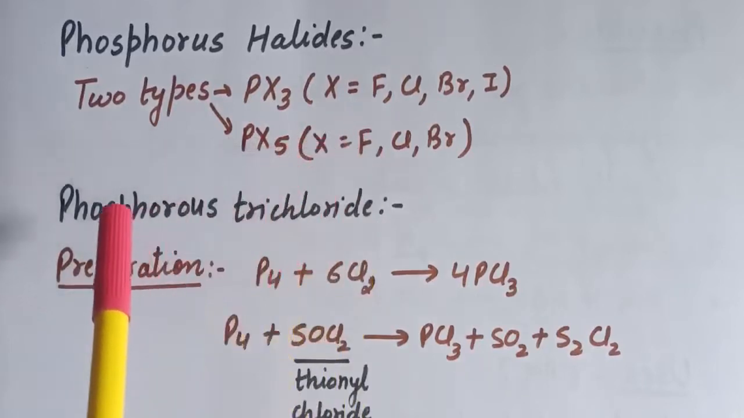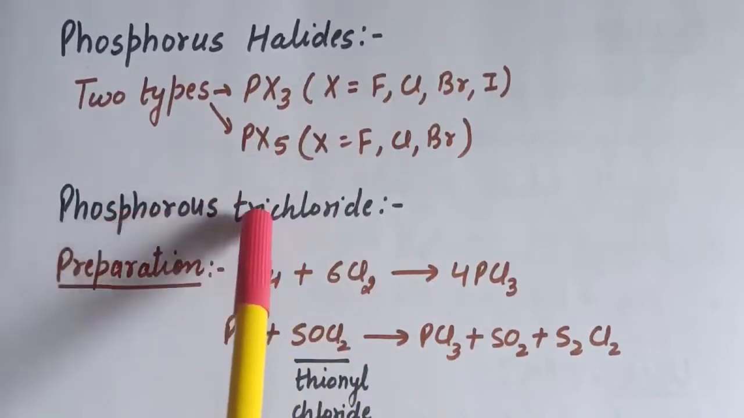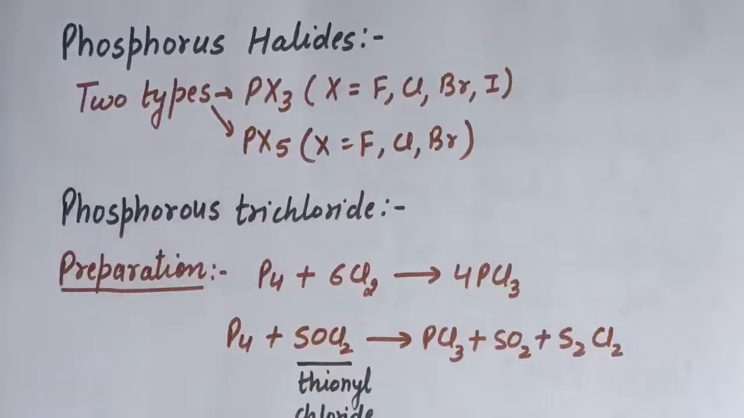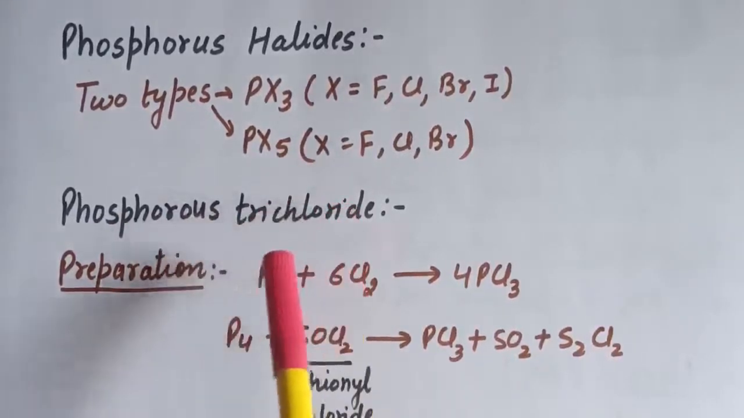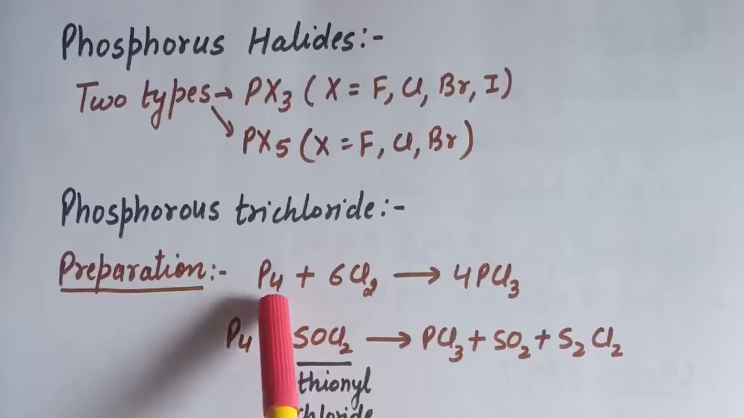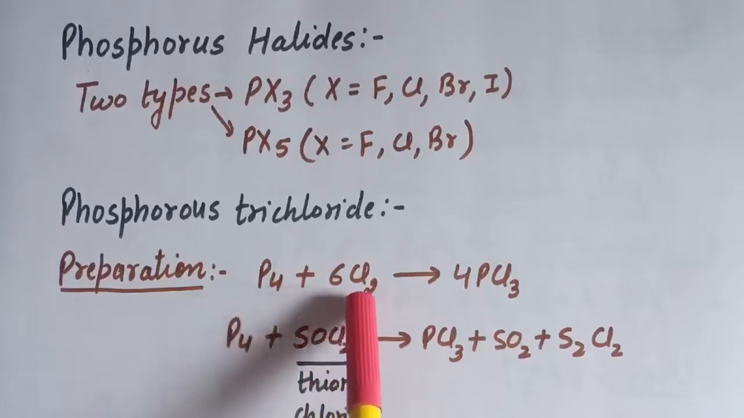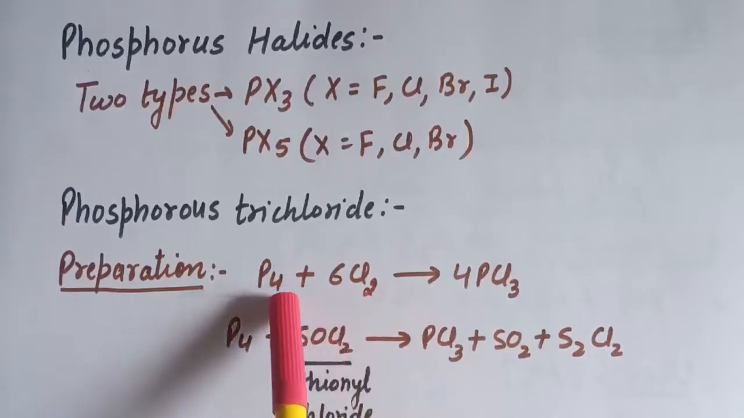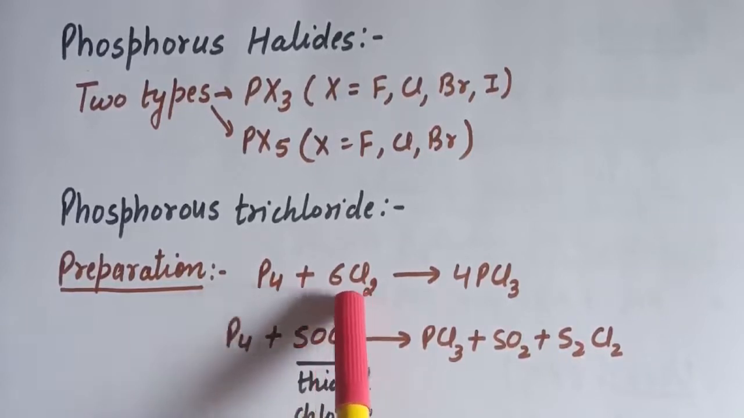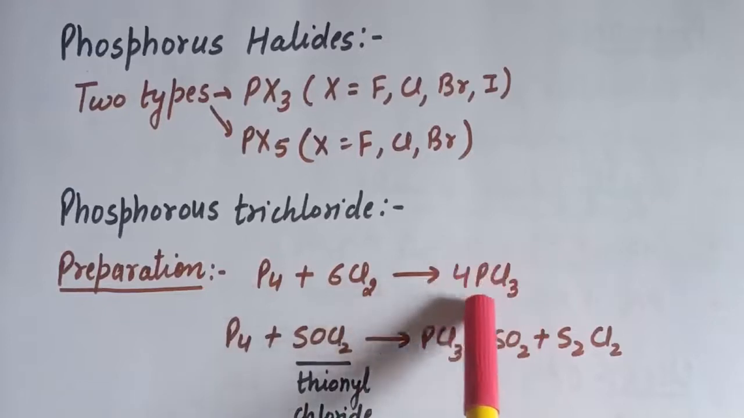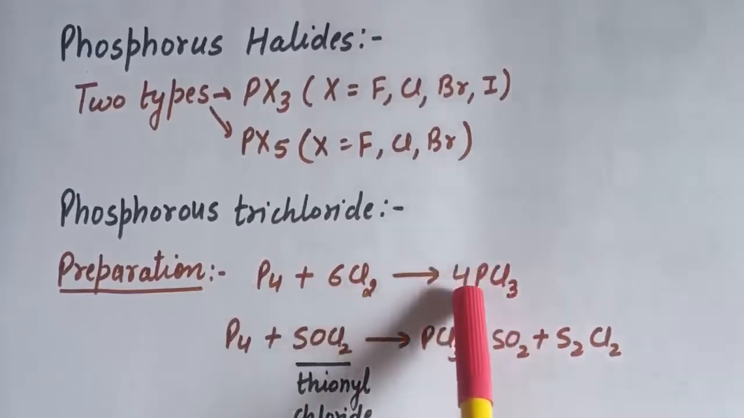So first we will start with the preparation of phosphorus trichloride. First preparation of phosphorus trichloride is, it is obtained by passing dry chlorine over white phosphorus. That is, when we heat white phosphorus in presence of chlorine, here we will get our phosphorus trichloride.